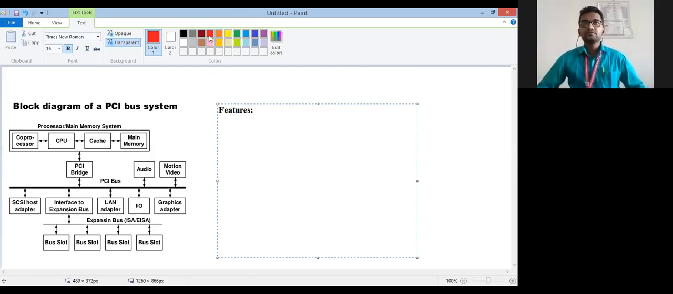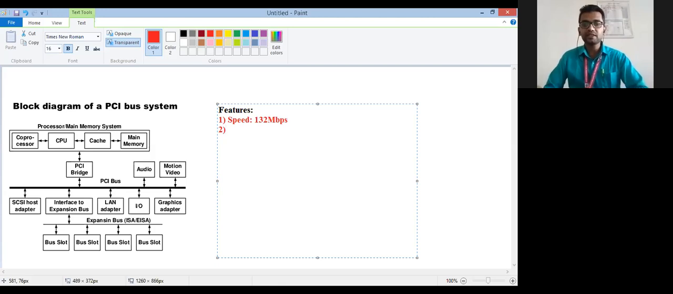First feature is your speed. So we are talking about PCI only, not PCI-X. PCI generally has a rate of speed of around 132 Mbps. This much high speed is supported by your PCI bus. In the case of CAN bus and I2C bus, the maximum speed is only about 1 to 4 Mbps. So this is the main advantage of the PCI bus.